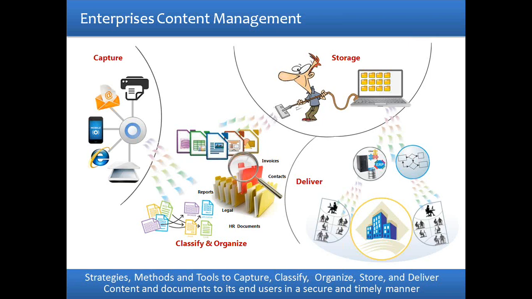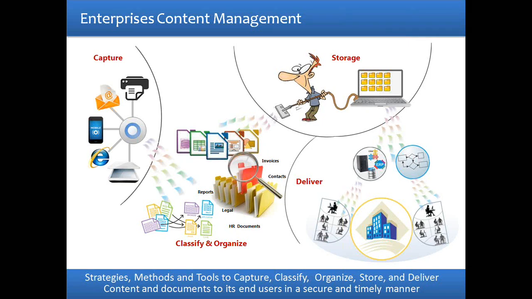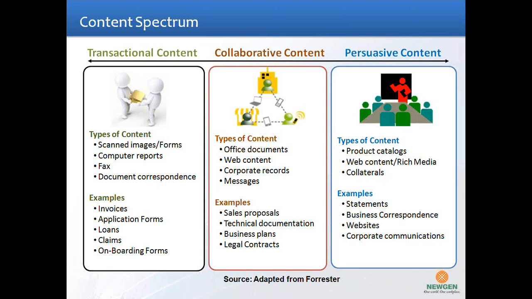Now, having understood enterprise content management largely as a technology, as an organization, what you will have to do is understand the type of content that is important to your organization, and then how you can manage that content. So talking about content, this is how the content spectrum in any organization is. Primarily that can be divided into three halves. You have transactional content, you have collaborative content, and you have persuasive content.